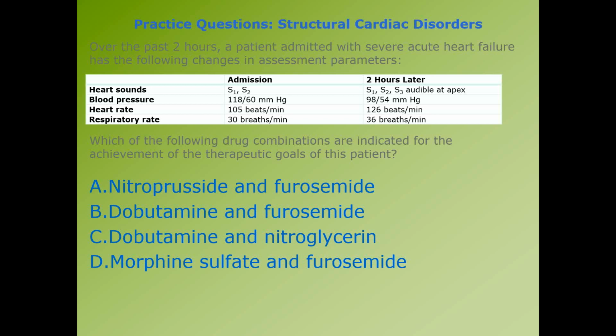And here are the assessment parameters that are seen as they're admitted. So which of the following drug combinations are indicated for the achievement of therapeutic goals? So a kind of a complex question. It encompasses your knowledge of a lot of different things.